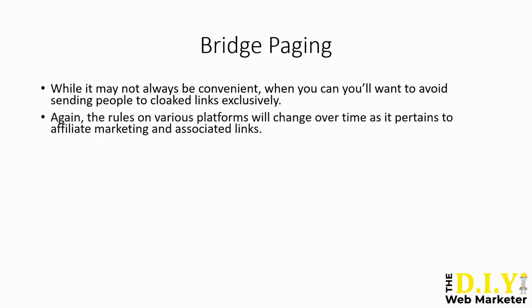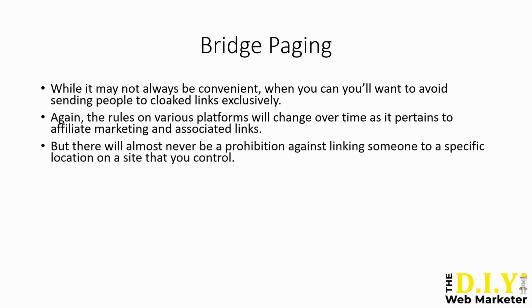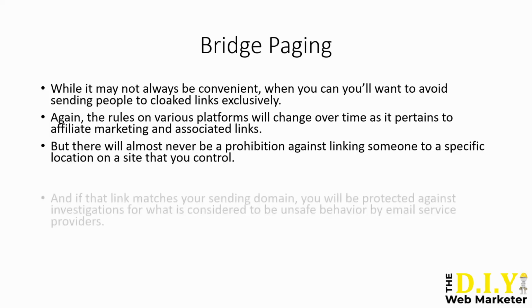Any rule on any platform is going to change over time as it pertains to affiliate marketing and any associated links. There will never be a prohibition against sending someone to your site. So you need to understand that. It could be that your autoresponder company right now is okay with you sending people to a cloaked link. That could be okay. It may not always be okay. And more than likely, when it stops being okay, they're not going to shout it at you, and you're not going to hear about it, or you might be too busy. You might not even read the email that says this. So you want to make sure, again, that you err to the side of being conservative.